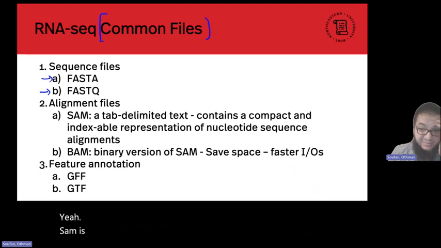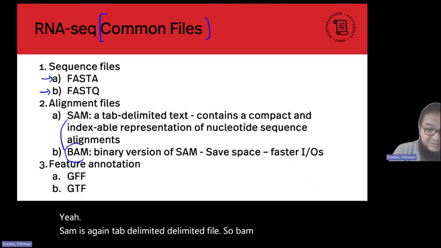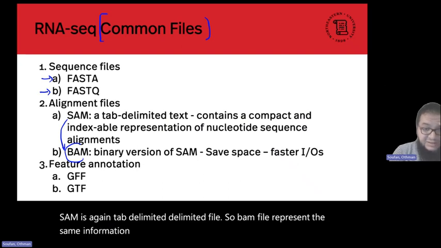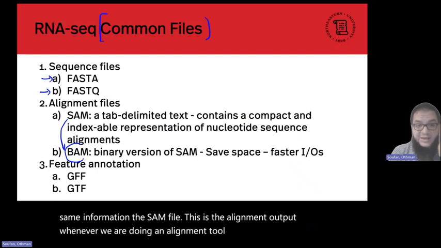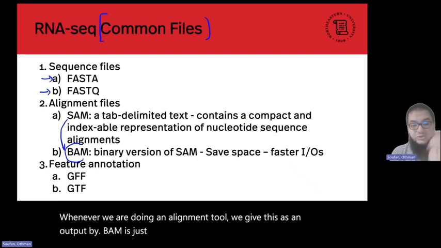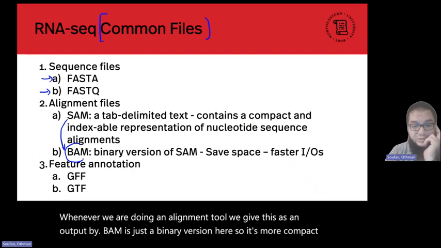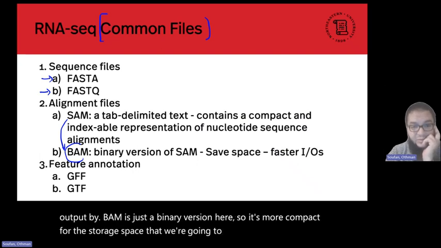SAM is a tab delimited file. The BAM file represents the same information as the SAM file. This is the alignment output. Whenever we are running an alignment tool, we get this as an output. BAM is just the binary version, so it's more compact for the storage space that we're going to deal with.